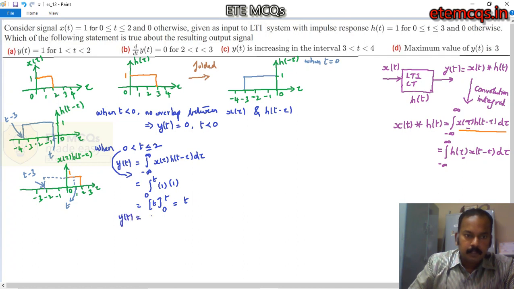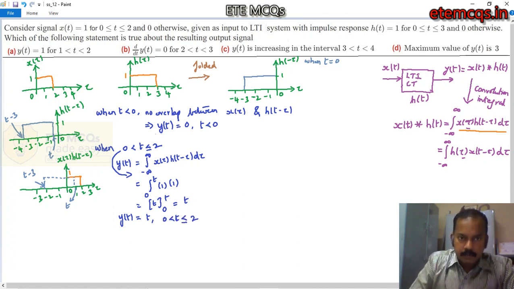Y of t is equal to t for t between 0 and 2. These are the outputs we are getting. When t is less than 0, y of t is equal to 0. And when t is between 0 and 2, y of t is equal to t. These two are the results we have obtained.